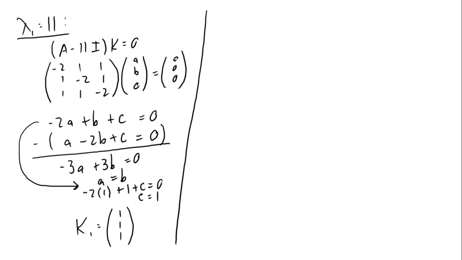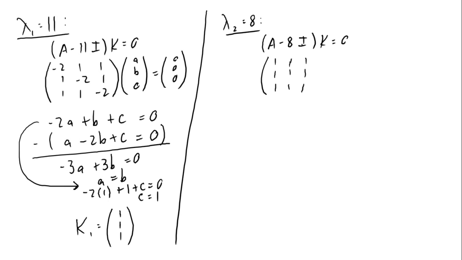Right, let's see here. So now for lambda 2 equals 8, again, we're going to do A minus 8I times k is equal to 0. So if I subtract 8 from the main diagonal, I get 1, 1, 1, 1, 1, 1, 1, 1, 1, fairly boring, times k is equal to 0, 0, 0.